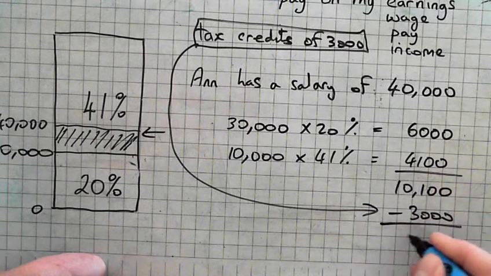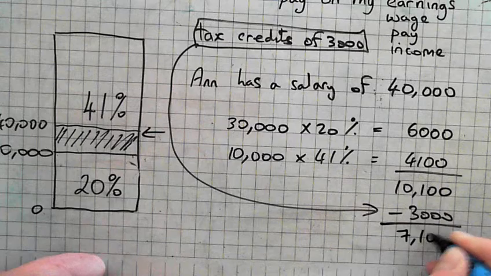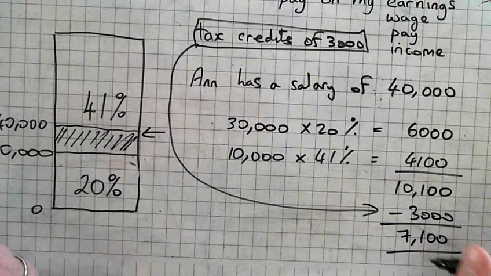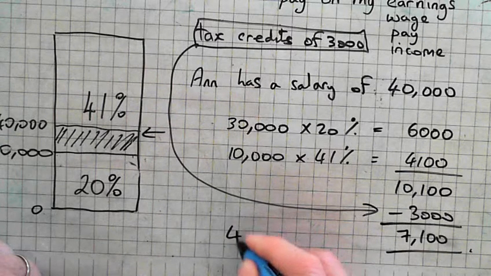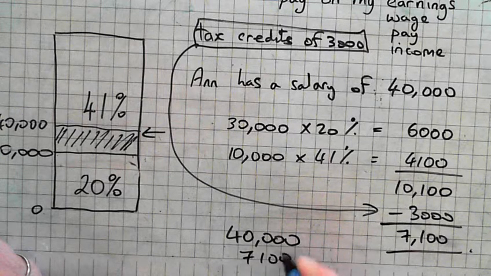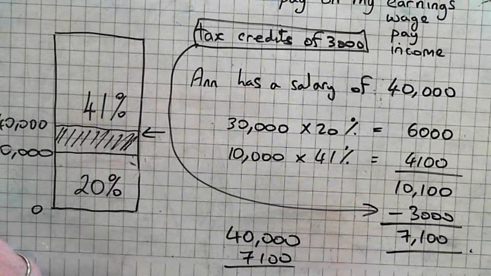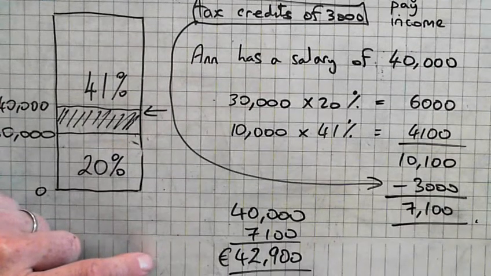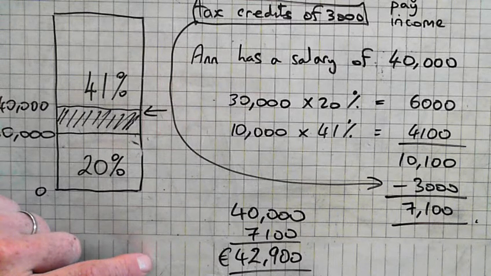Alright, so that means she pays less tax, doesn't it? So this is our tax bill now. So now we can take that away from, so doesn't that give her more money in her pocket? The more tax credits you have, the better off you are. So that's 42,900. So she ends up with an extra 3,000 euro in her pocket because of her tax credits. Okay? Do you understand that? Yeah. Yeah?